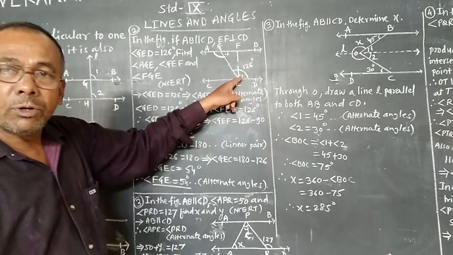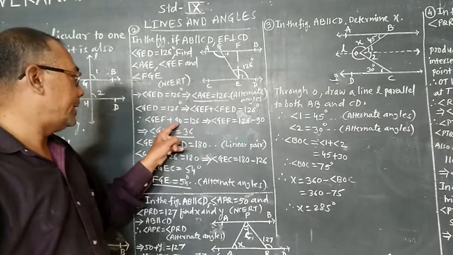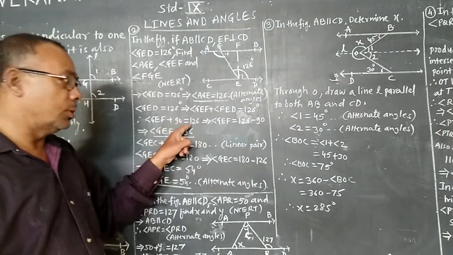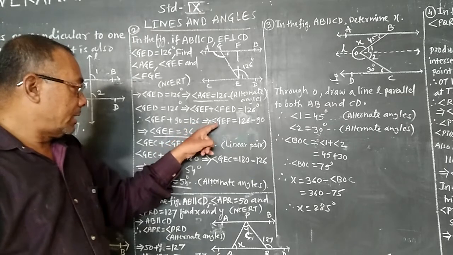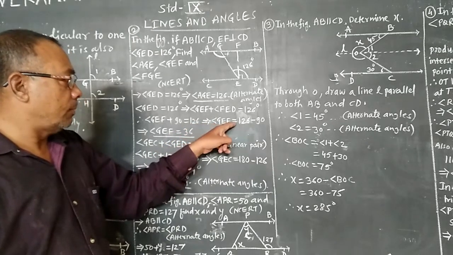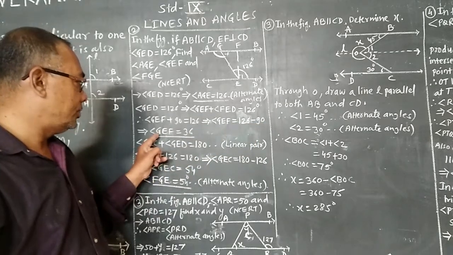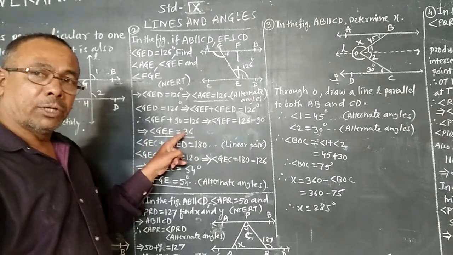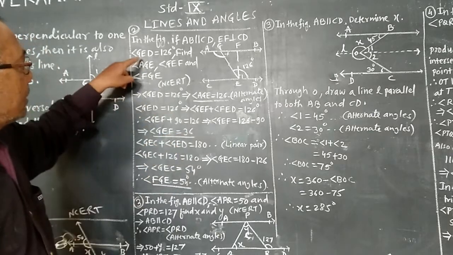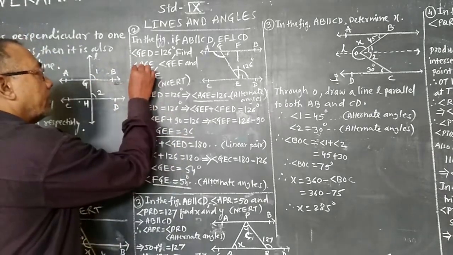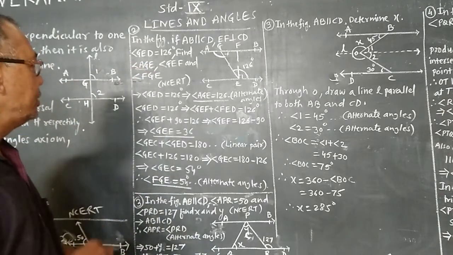is 90 degrees because it is perpendicular. So it is 90. So GEF plus FED, 90, is equal to 126 implies angle GEF is equal to 126 minus 90 and therefore angle GEF is equal to 36 degrees and that is the answer of our question first. So we have found GEF here.